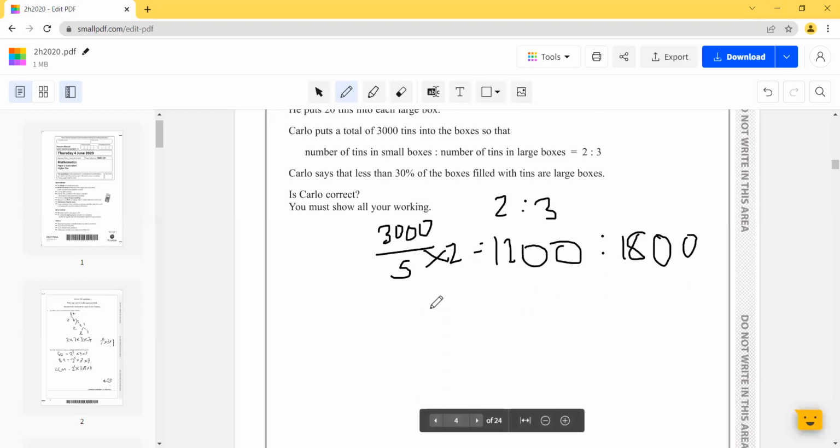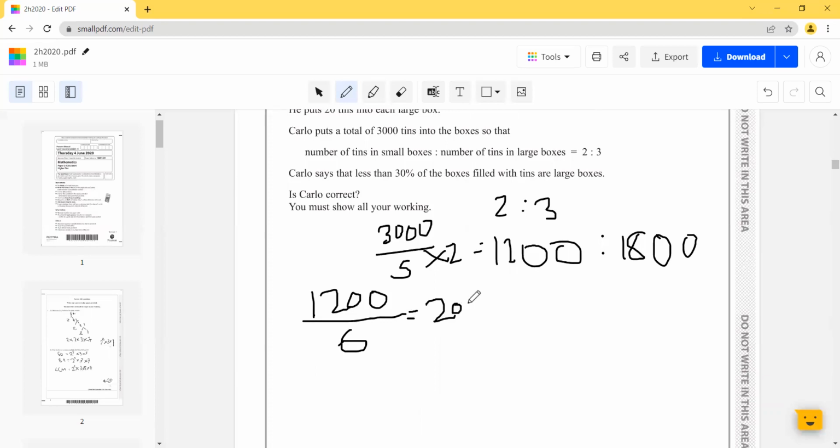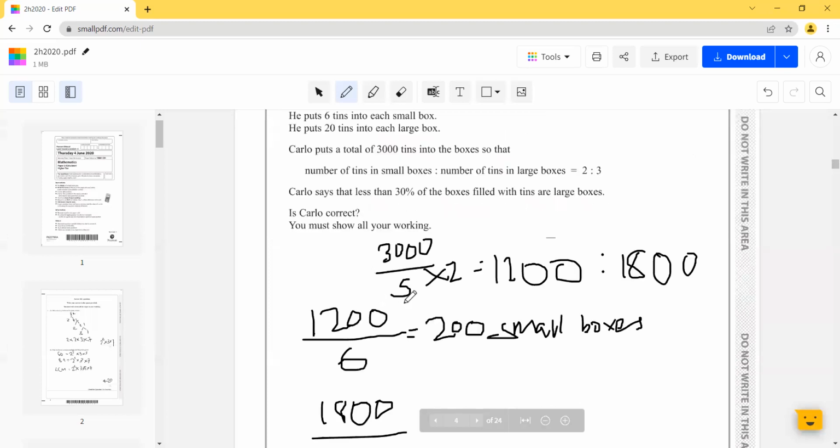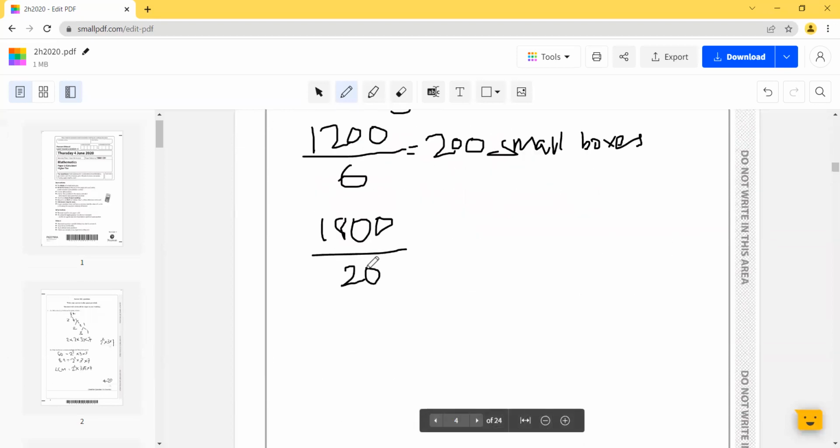Okay, so for small boxes, we can calculate the number by doing 1,200 divided by 6, because we know that there are 6 tins in each small box. So the number of small boxes is 200. And for large boxes, 1,800 over 20, which is 90 large boxes.